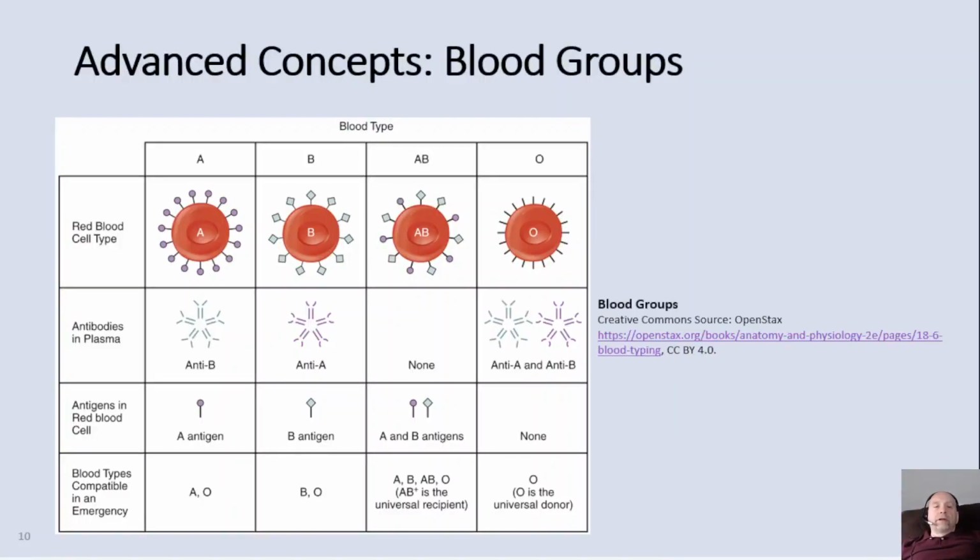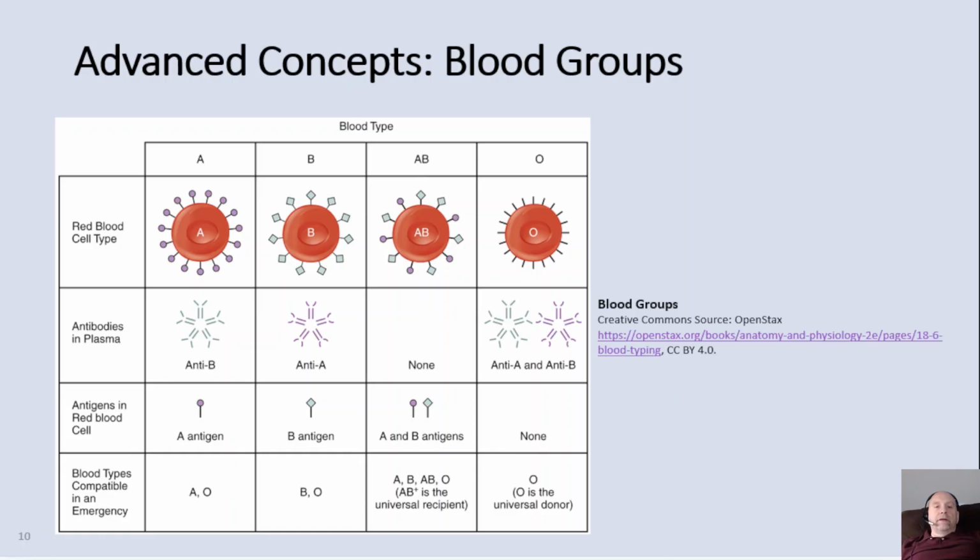Blood is grouped according to the ABO blood typing system, which includes the four blood types A, B, AB, or O. The table here illustrates the components of the ABO system. Type A blood contains red blood cells with type A antigens on their surface and anti-B antibodies circulating in the blood. Type B blood contains B surface antigens on the red blood cell and anti-A antibodies circulating in the blood.